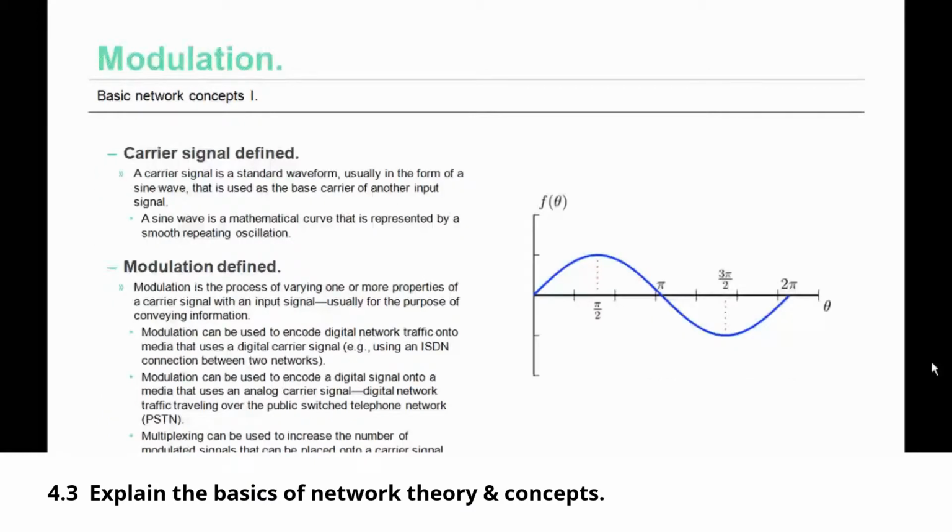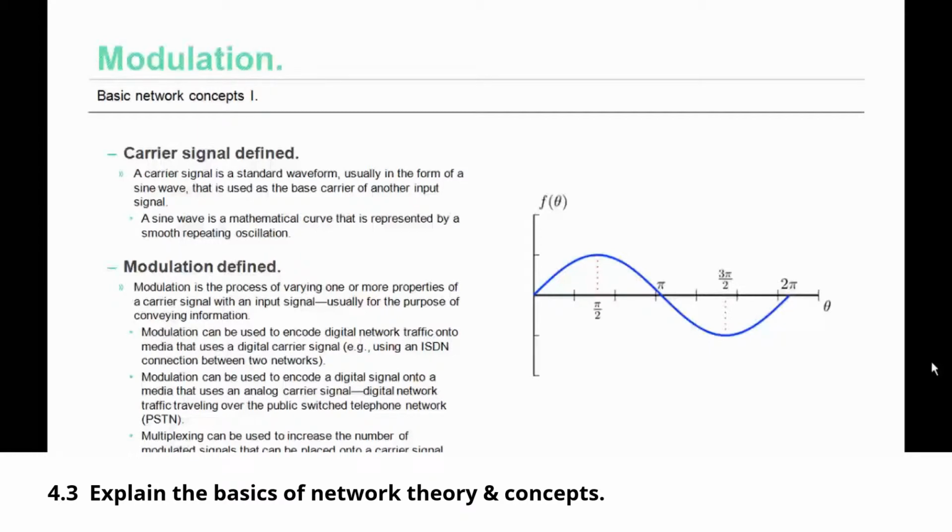A carrier signal is a standard waveform, usually in the form of a sine wave, that is used as the base carrier of another input signal. A sine wave is a mathematical curve that is represented by a smooth repeating oscillation. Now let's define modulation. Modulation is the process of varying one or more properties of a carrier signal with an input signal, usually for the purposes of conveying information.